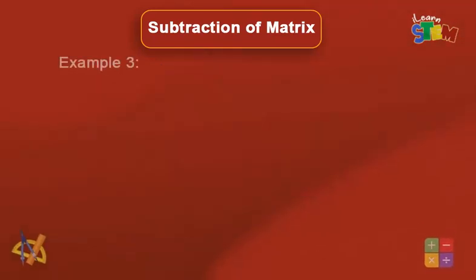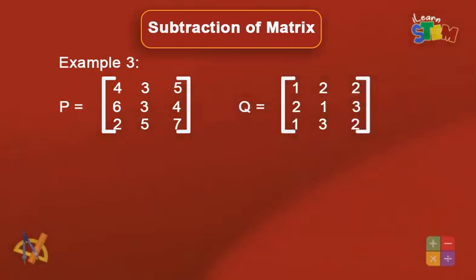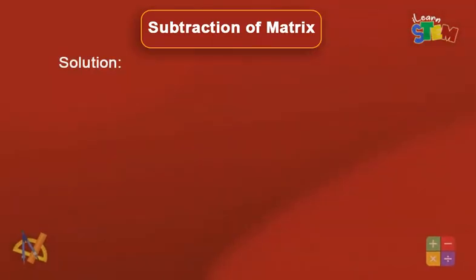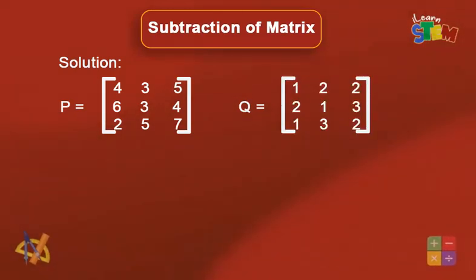For example, given matrix P, which is equal to [4, 3, 5; 6, 3, 4; 2, 5, 7], and matrix Q, which is equal to [1, 2, 2; 2, 1, 3; 1, 3, 2], show that P minus Q is not equal to Q minus P. Solution. Matrix P is equal to [4, 3, 5; 6, 3, 4; 2, 5, 7], minus matrix Q, which is equal to [1, 2, 2; 2, 1, 3; 1, 3, 2].